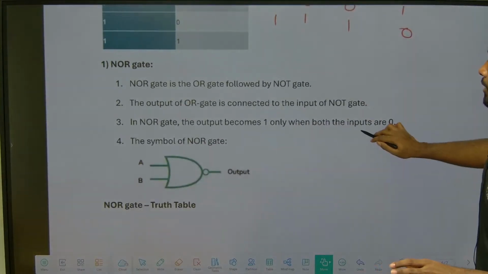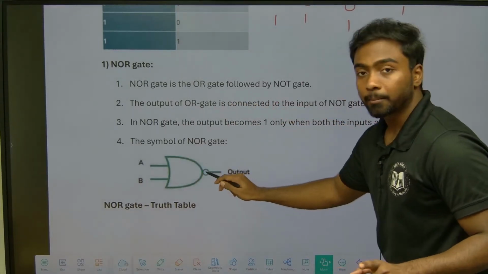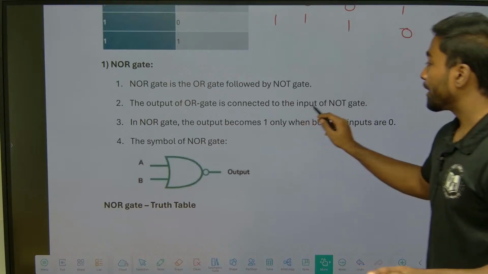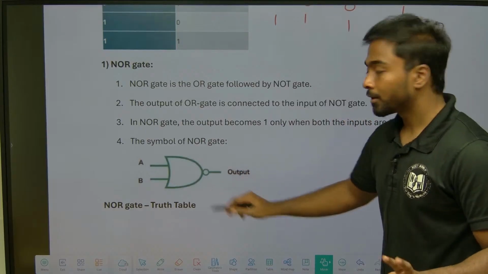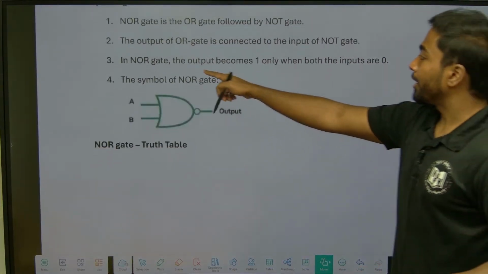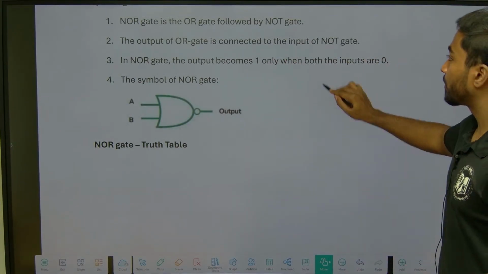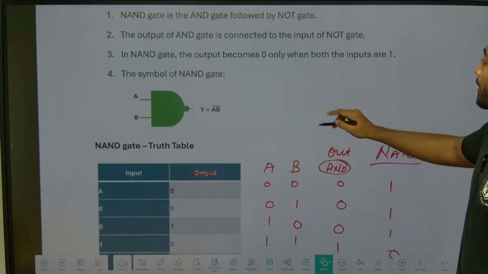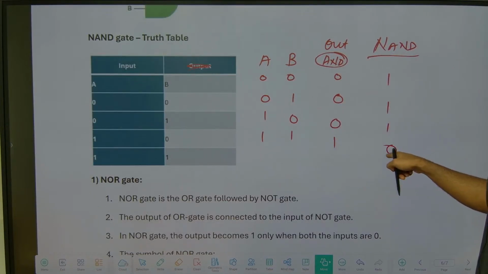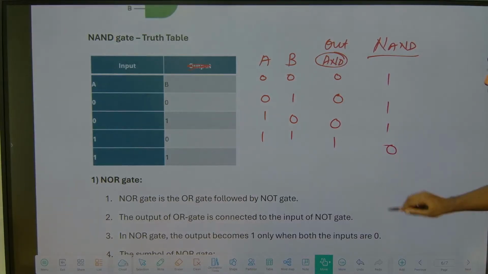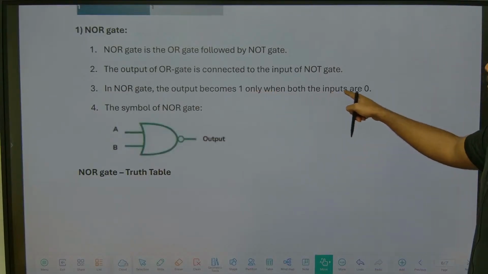Now the NOR gate is the OR gate followed by the NOT gate. The output of the OR gate is connected to the input of the NOT gate. In NOR gate, the output becomes 1 only when both the inputs are 0. When both inputs are 1, the output becomes 0.